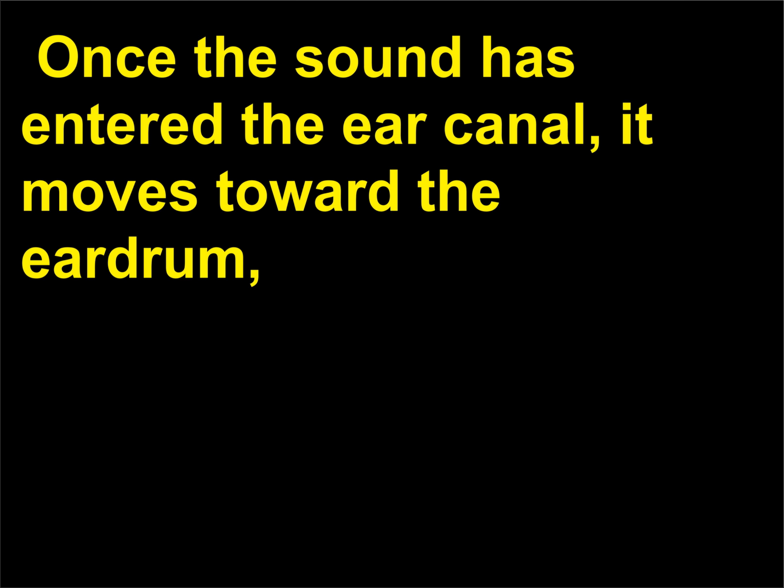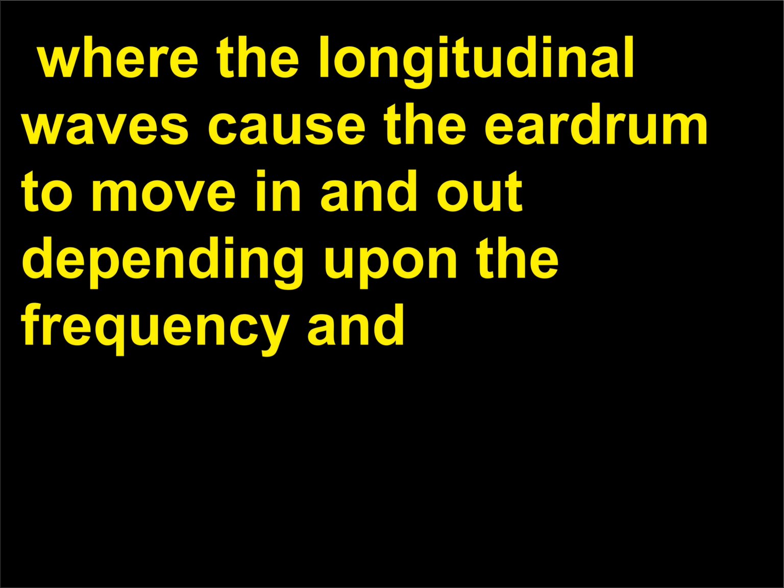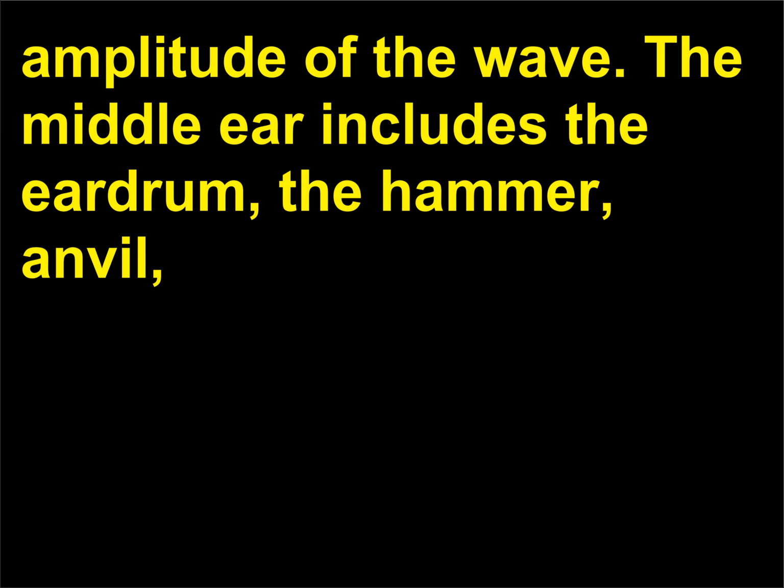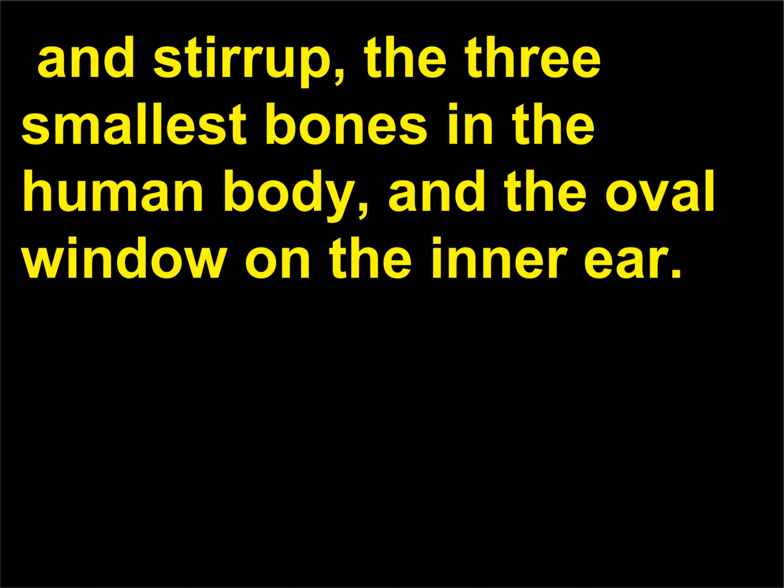Once the sound has entered the ear canal, it moves toward the eardrum, where the longitudinal waves cause the eardrum to move in and out depending upon the frequency and amplitude of the wave. The middle ear includes the eardrum, the hammer, anvil, and stirrup, the three smallest bones in the human body, and the oval window on the inner ear.